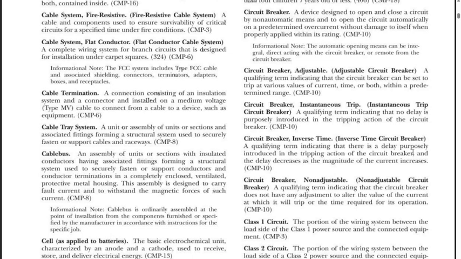Now, nobody ever calls breakers an inverse time breaker. We just call it a circuit breaker. But just to go over the definition, then I'll explain a little bit more about the breaker versus the difference between the other ones. The definition: a qualifying term indicating that there is a delay. This is a big thing in our world. A delay purposely introduced in the tripping action of the circuit breaker, and the delay decreases as the magnitude of the current increases.